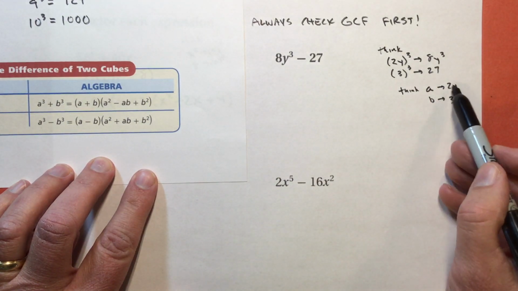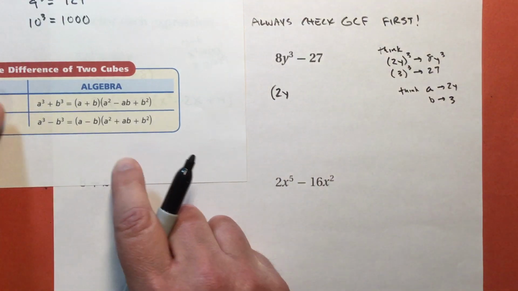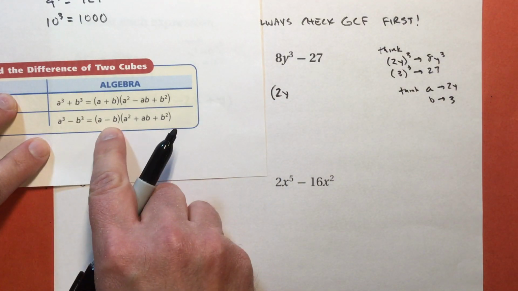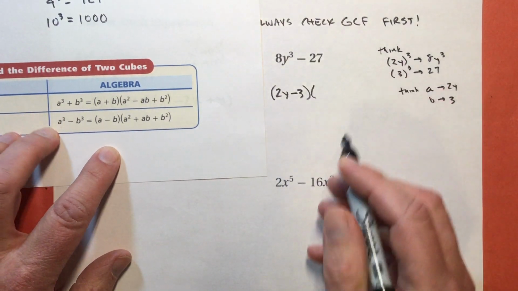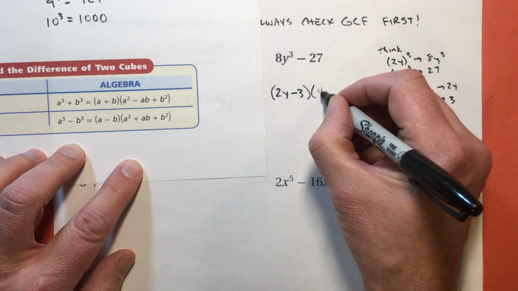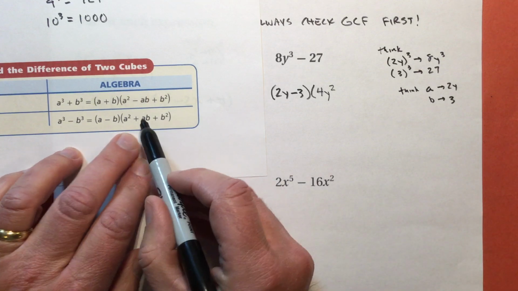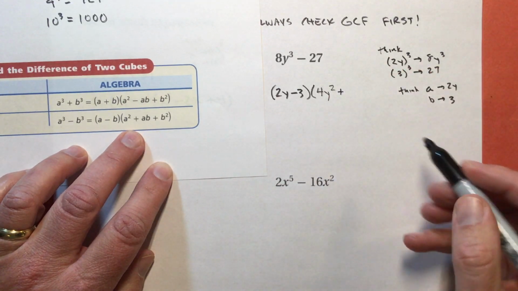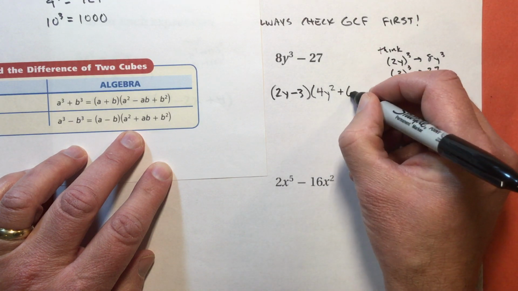I get 2y and 3. And for this one, since I'm doing a difference, I'm going to do 2y minus 3. And then I take the 2y and I square it. Well, 2 squared is 4, and y squared is y squared. Now I'm going to add, and I'm going to multiply these two things together. 2y times 3, which gives me 6y.